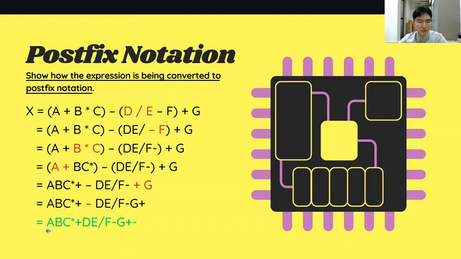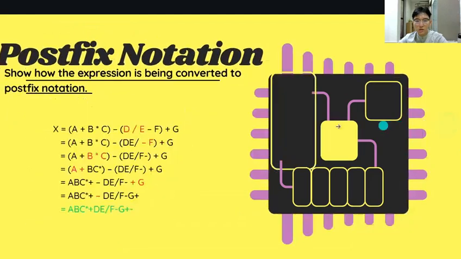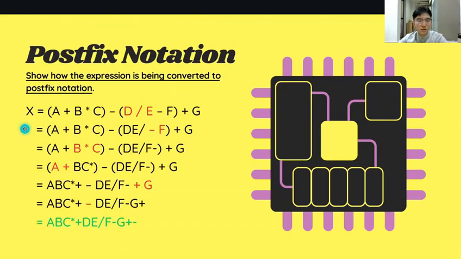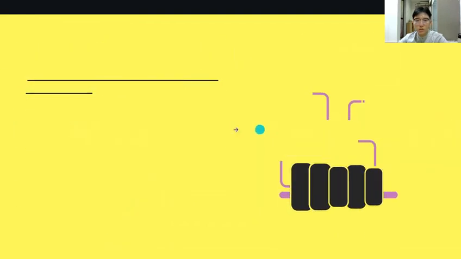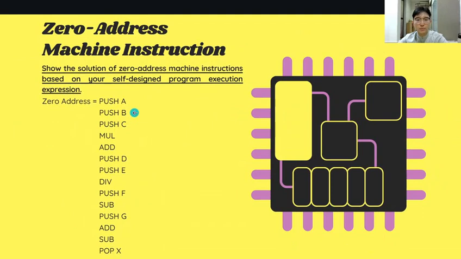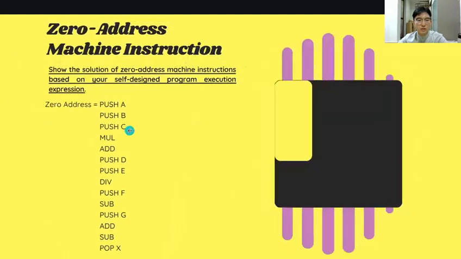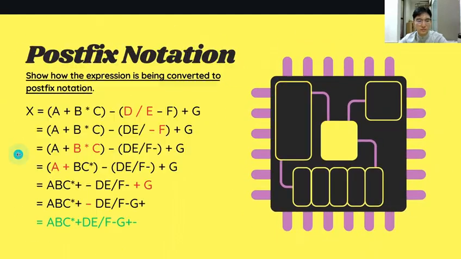So as we can see, the first instruction is A. So we can just put the word push A to represent we have put an A in the accumulator already. And the next word is B, so we can just put push B. And the next one is C. We can put a push C. And for the next one, we have a multiply.